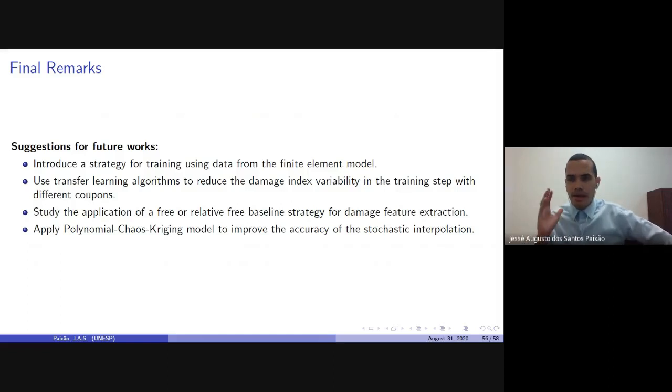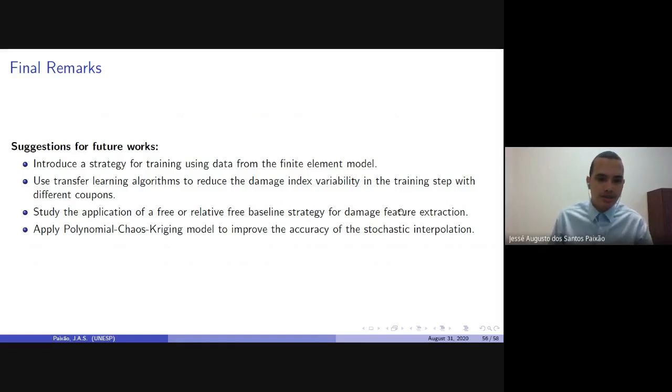Also, to study the application of free and relative baseline strategies for damage feature extraction, because for Lamb wave propagation signals, you have a strong influence of operational and environmental conditions. Changes in the temperature and also in the operational conditions can affect your damage feature extraction procedure. A relative or free baseline could improve that.